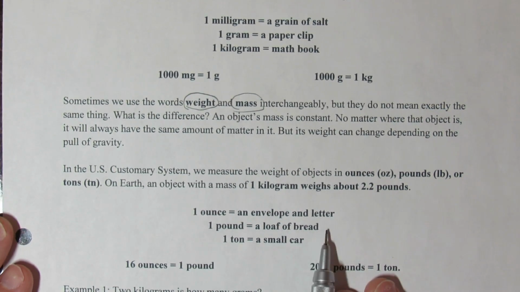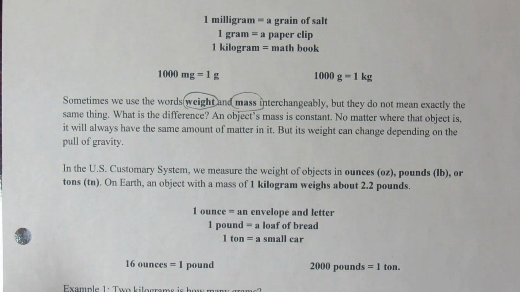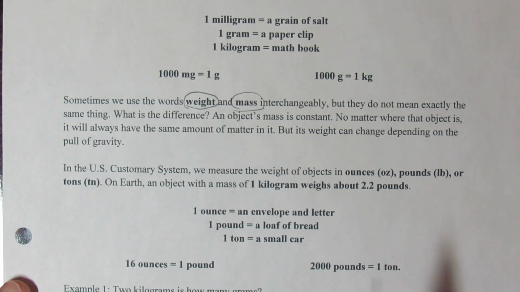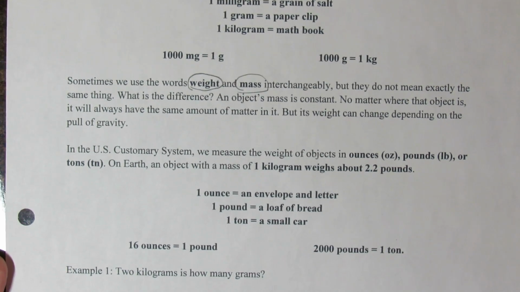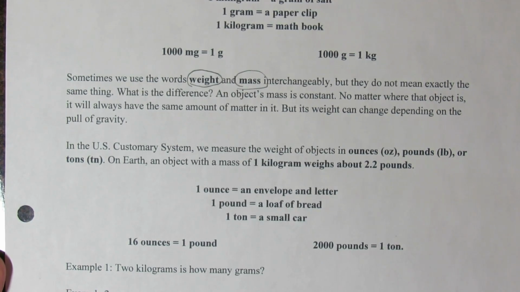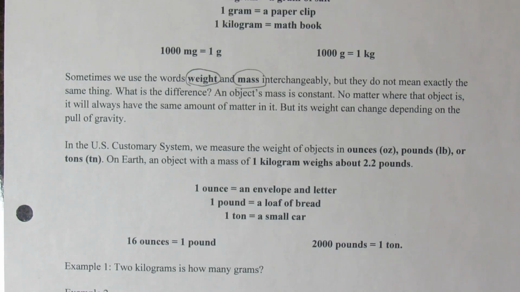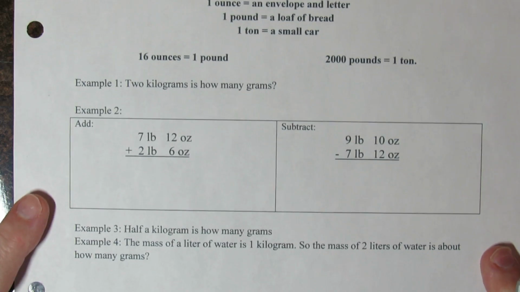An ounce is about as heavy as an envelope and a letter. A pound is like a loaf of bread, maybe that much weight. And a ton is like a small car. There are 16 ounces in a pound, and 2,000 pounds equals 1 ton. So we're going to go over some examples and read some questions here.